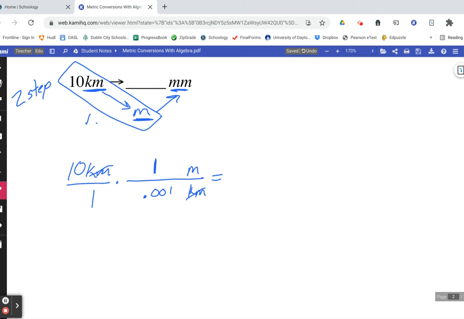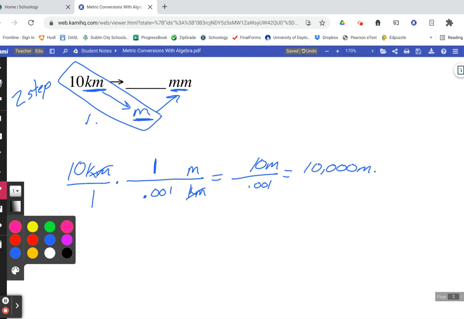Cross out my units on top and bottom. That's 10 meters over 0.001. Now you can put this into your calculator right now, but when we divide by a decimal, it gets bigger. It has to do with something called the reciprocal. You don't need to know that for this class, but I'm going to get the answer of 10,000 meters. That is not my final answer. I repeat, that is not my final answer.